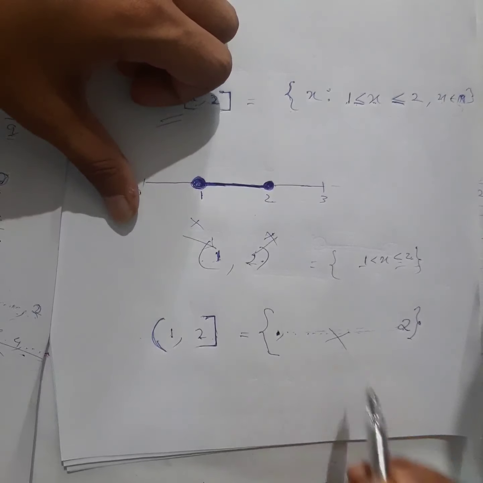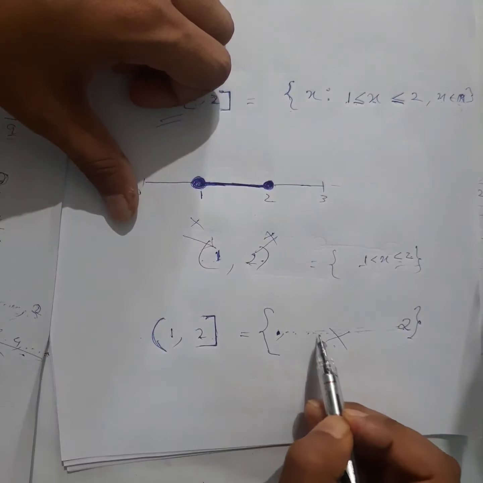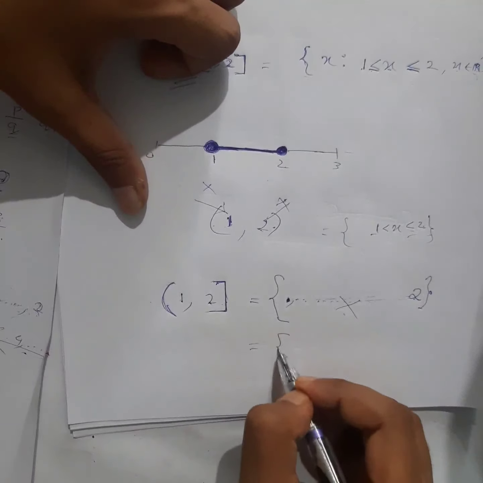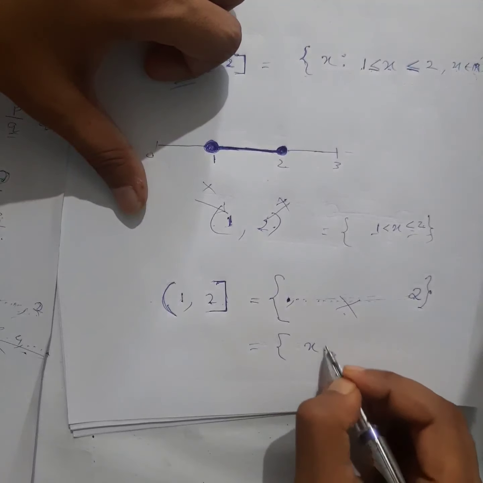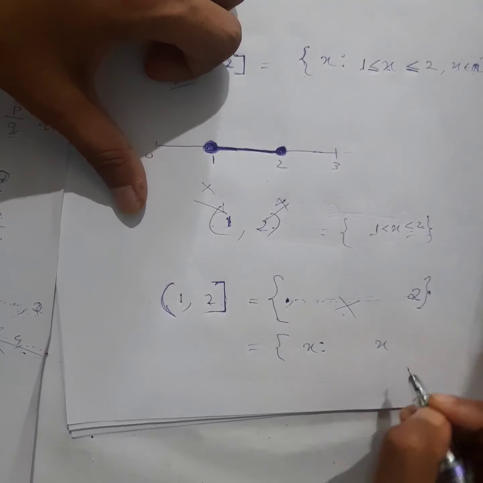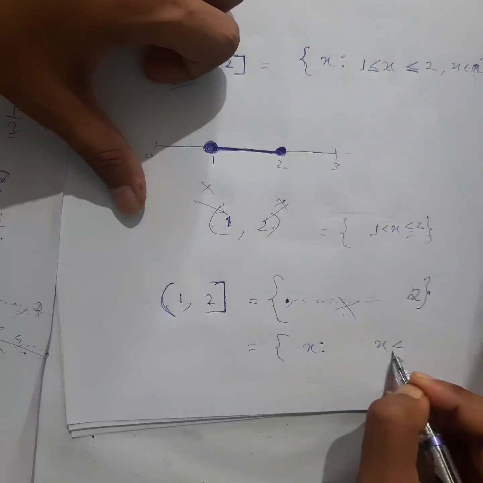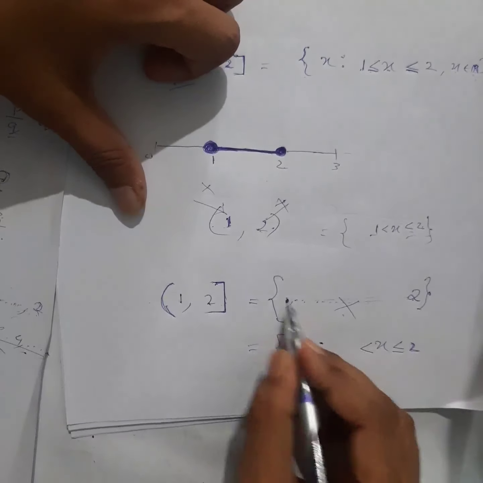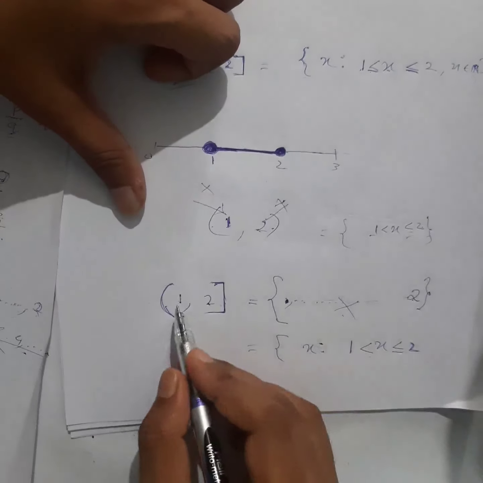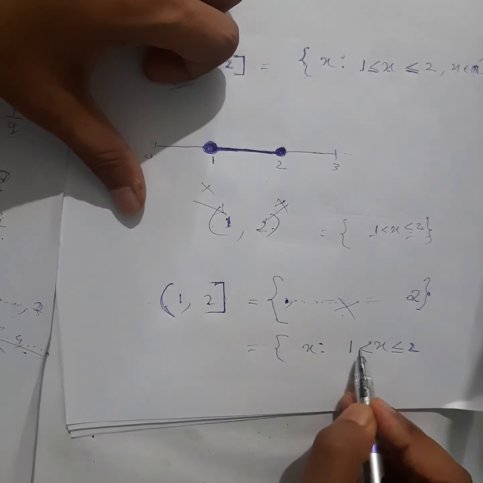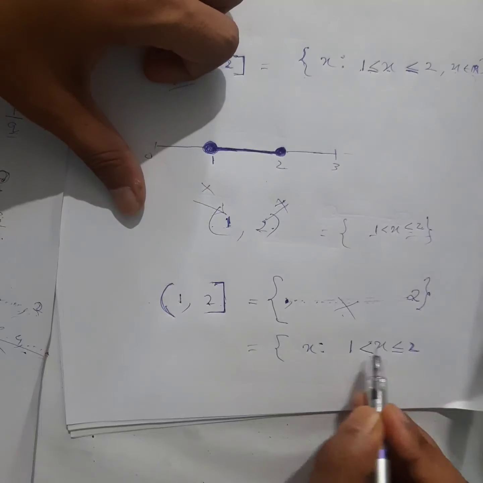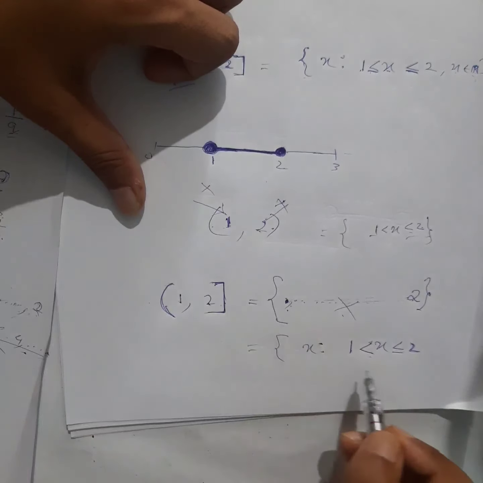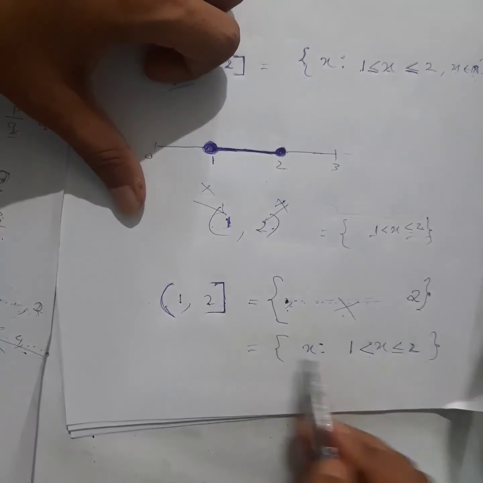Now obviously this is not the way we represent it. You have to mention the elements here. So how will we write this down? We write it in set builder form: X, where X is less than or equal to 2, and greater than 1 but not equal to 1. 1 is not included; just greater than 1 means after 1, whatever is there will be the elements. So this is the set.